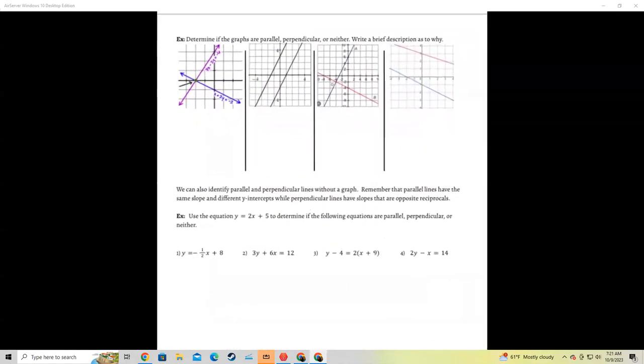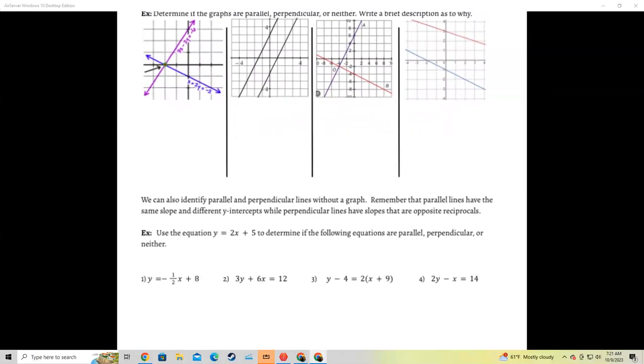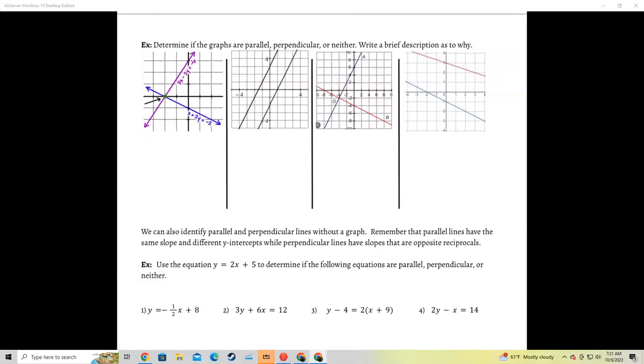On the backside, it says, determine if the graphs are parallel, perpendicular, or neither. Write a brief description as to why. Remember that parallel lines are going to have the same slopes. They're just going to start at different spots. Perpendicular lines are going to have opposite reciprocal slopes. And if our slopes are doing anything other than that, then it's going to be neither, because it's not parallel or perpendicular. So don't just go, oh, it looks perpendicular. Like, that's not good enough, guys. You need to really understand what's happening with those slopes.